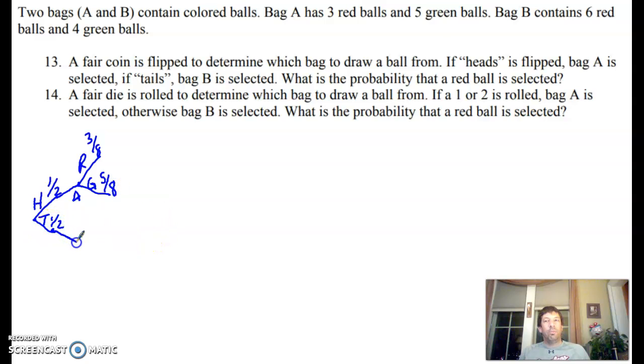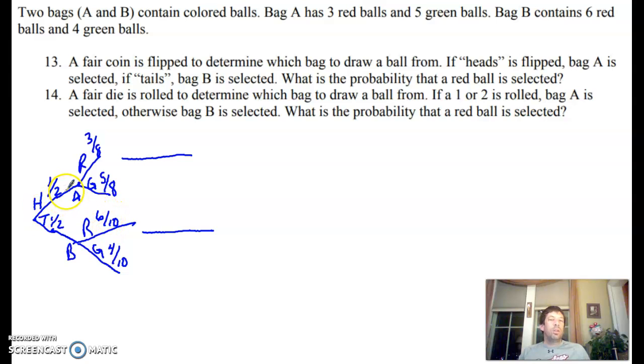If tails is flipped, then bag B is selected. And in bag B, we also have red and green. In bag B, there are 6 red and 4 green. So 6 out of the 10 are red, and 4 out of the 10 are green. Okay. We want to know what is the probability that a red ball is selected. So we want to know here a red ball is selected, and here a red ball is selected. We don't really care about the other two situations.